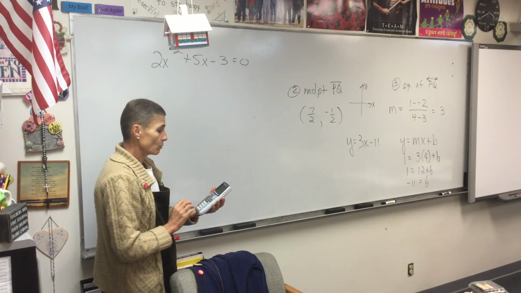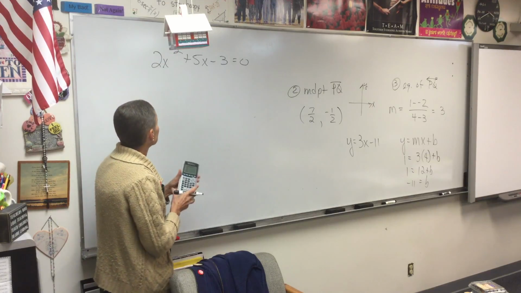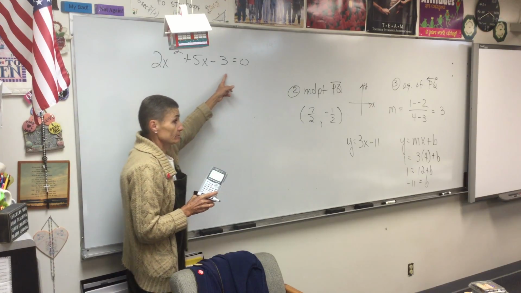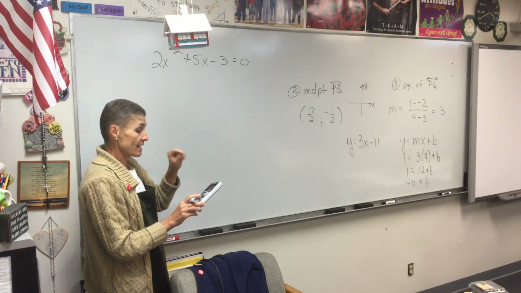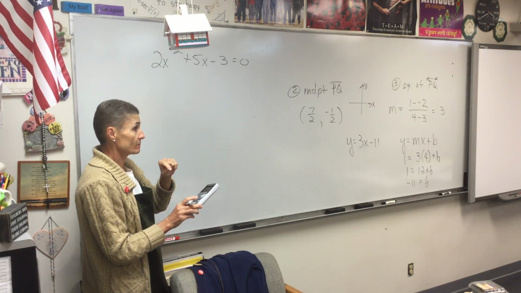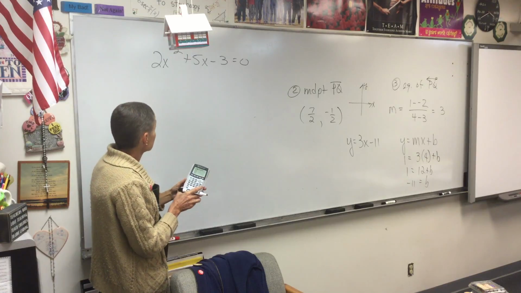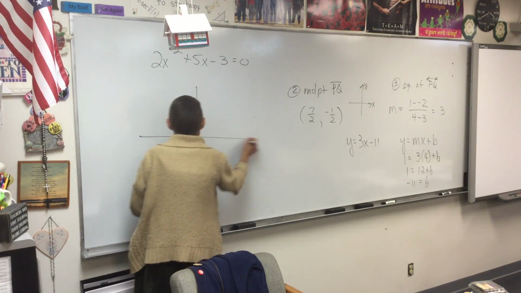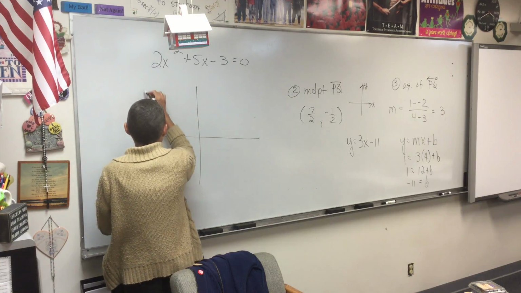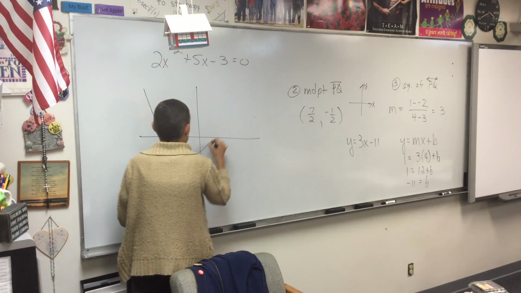So I go to y equals, and I put this in. And remember, your variable button is the button that has the x, the t, the theta, and the n on it. Just press it and it'll come up an x. And I got a picture that looked like this.